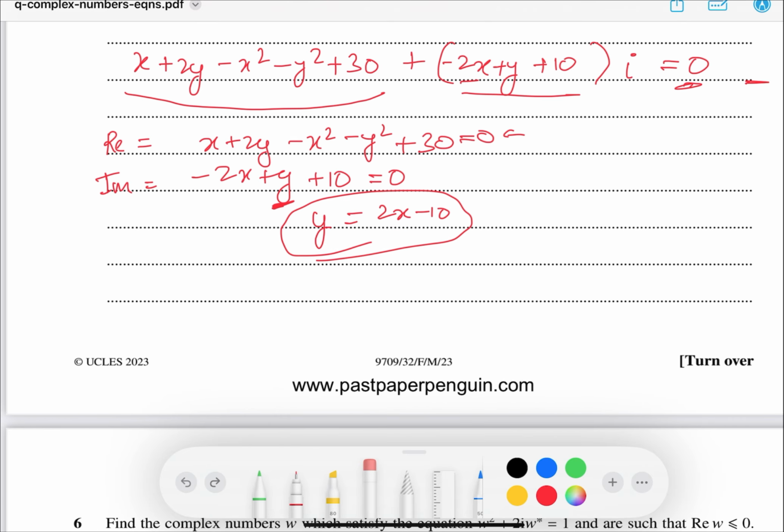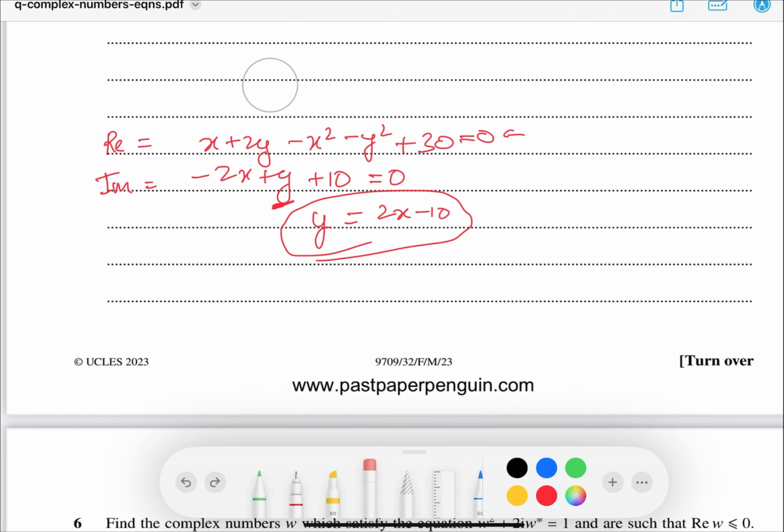Oh wait, let me erase this part only. I'm substituting. So instead of y, I'm putting this value. I'm just replacing it. This is called the substitution method. So I'm doing it for you. So this will become x. See, in the place of y, I'm putting 2x minus 10.